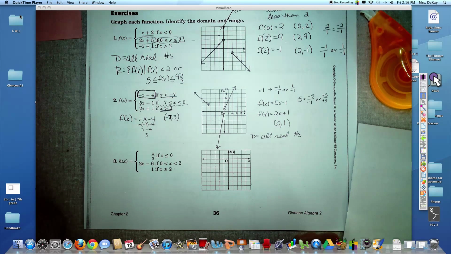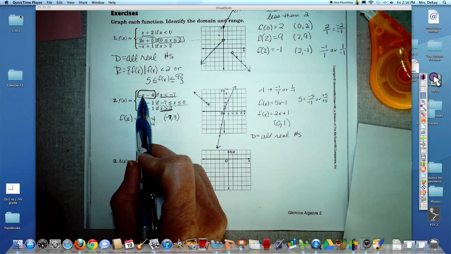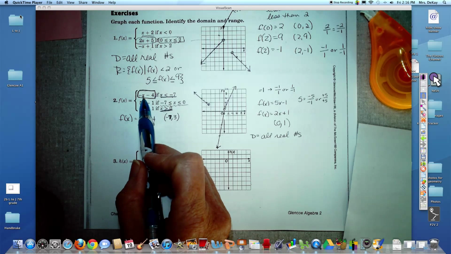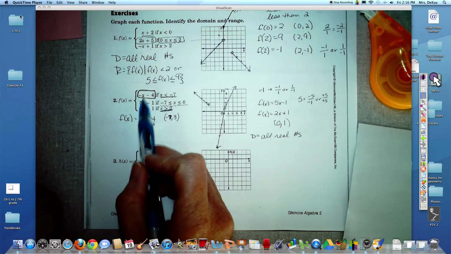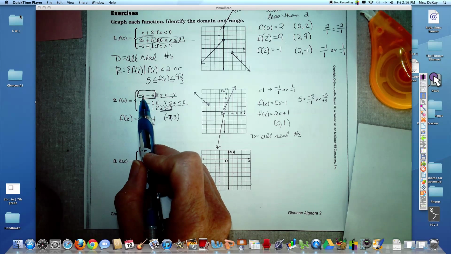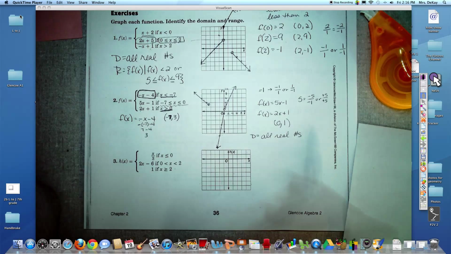But for domain, the other thing you can consider is whether there is any value that you're not allowed to put in for x. Can you put fractions in where x is? Yeah. Can you put decimals in where x is? Yeah. Could you put square roots in where x is? Yeah. The other way to think about it is whether there's something illegal about putting a number in here. No. So your domain is all real numbers.